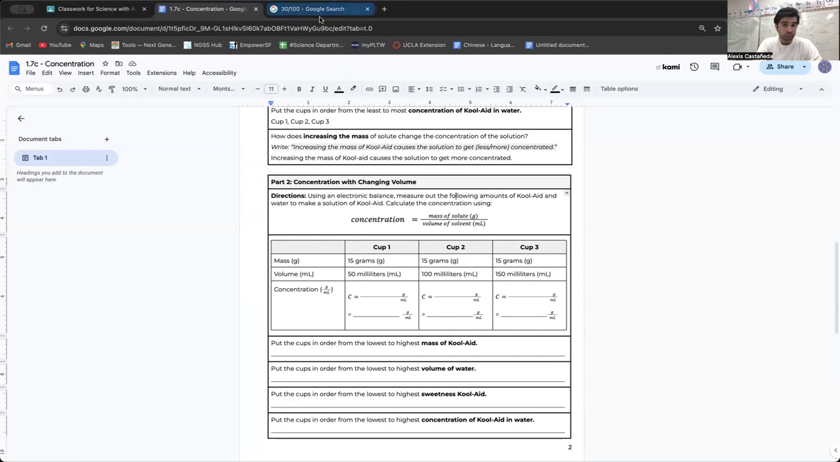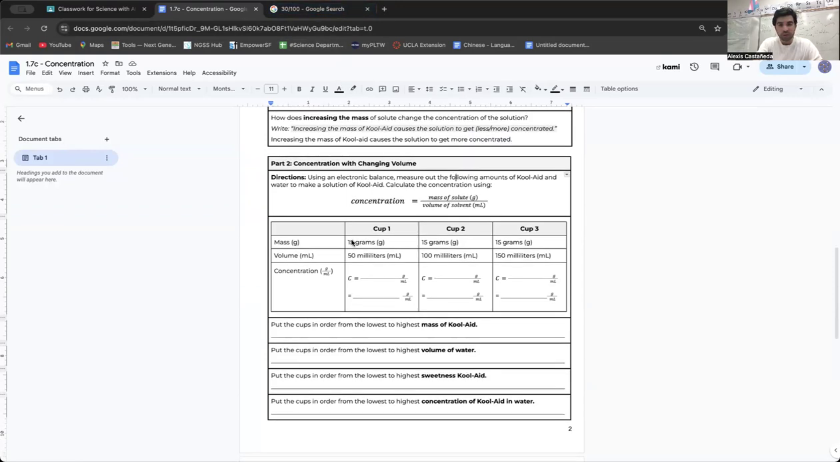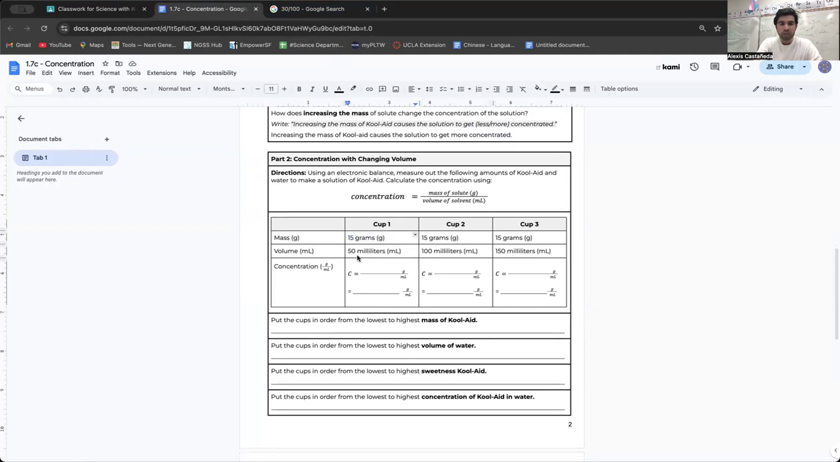So for this, we're going to need three new cups. In all 3 cups, we're going to put the same amount of mass. We're going to put 15 grams in each of these. But we're going to change the volume. The first one is going to have 50 milliliters. The second one will have 100, and the third one will have 150. So let's do that right now.